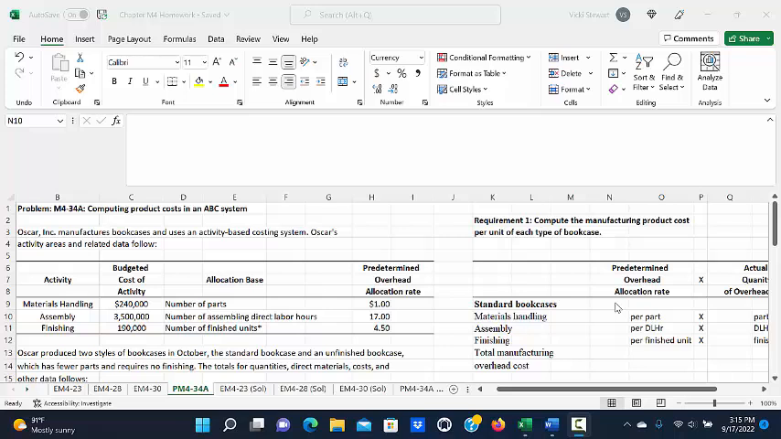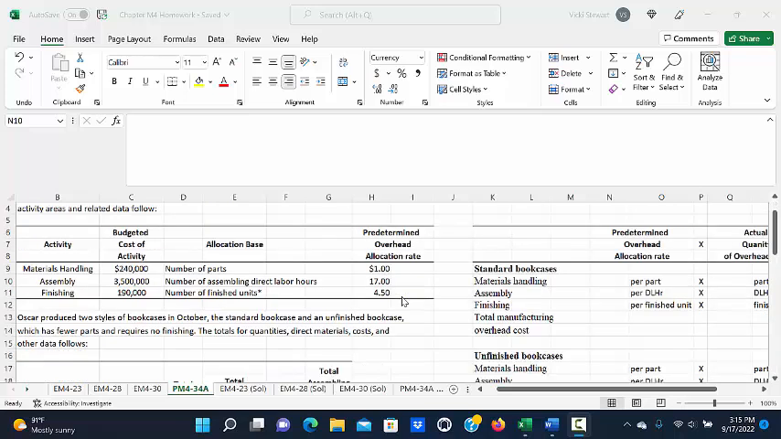This is a demonstration of problem M434A, computing product cost in an ABC system. Oscar Inc. manufactures bookcases and uses an activity-based costing system. Oscar's activity areas and related data follow, and they give us the three activities of materials handling, assembly, and finishing, the budgeted cost of those three activities, their allocation base, and then the predetermined overhead allocation rate to use.